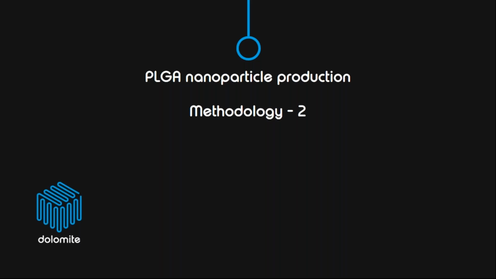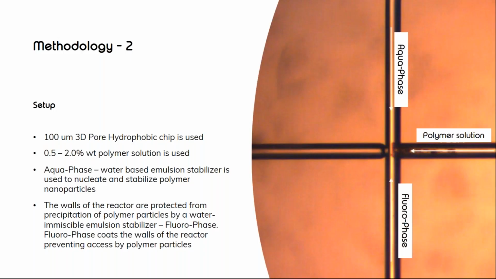Now, let's look at the second method. The second method is really designed to increase the range of particle sizes available, and it is designed to increase throughput. So here we have a 3-input chip, and this is one of our 100 micron 3D pore chips. Now, this chip has a hydrophobic coating. This has also been verified for 0.5 to 2.8% polymer solutions. This has been verified with Aquaphase, our own emulsion stabilizer, and this has been verified with Fluorophase.